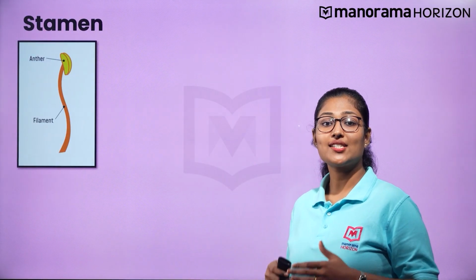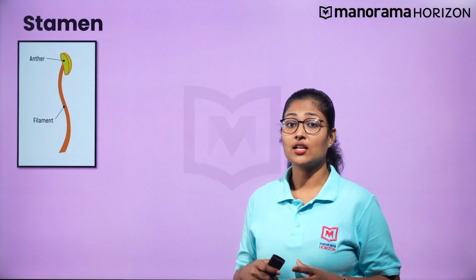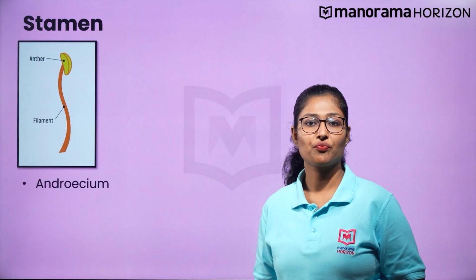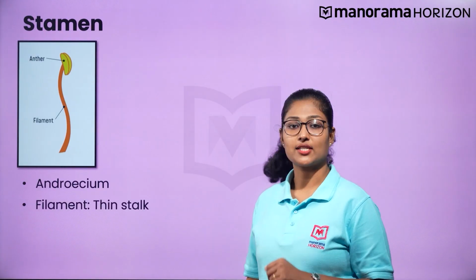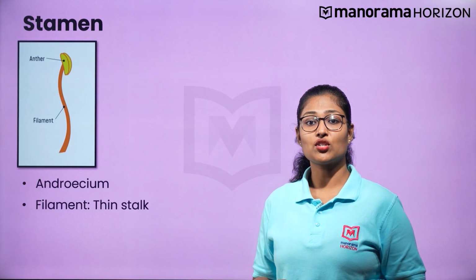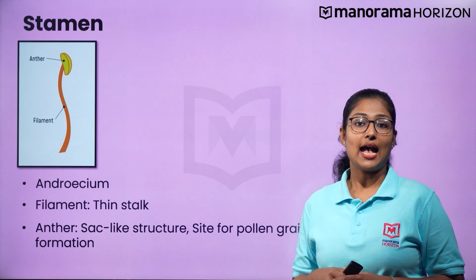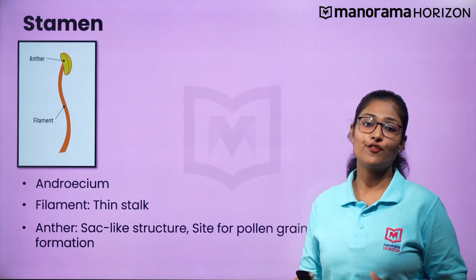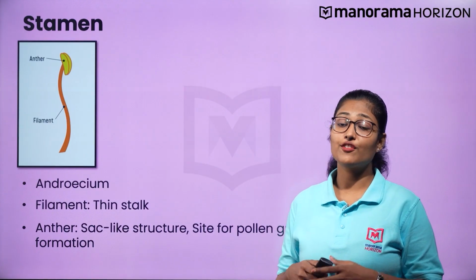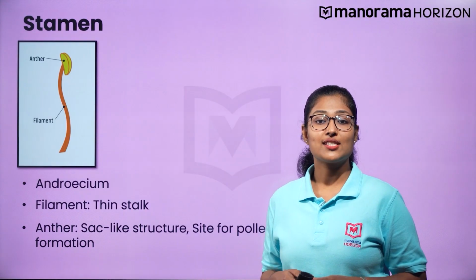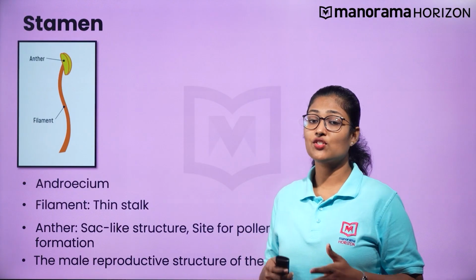Stamens are present just inside and above the petals. All the stamens of a flower are collectively called androecium. Each stamen is composed of a thin stalk called a filament. It has a sac-like structure called the anther. The anther is located at the top of the filament and is a site where the pollen grains are formed. Here you should know that pollen grains carry the male gametes of the flowering plants. So, the stamen is a pollen producing part of a flower or the male reproductive structure.